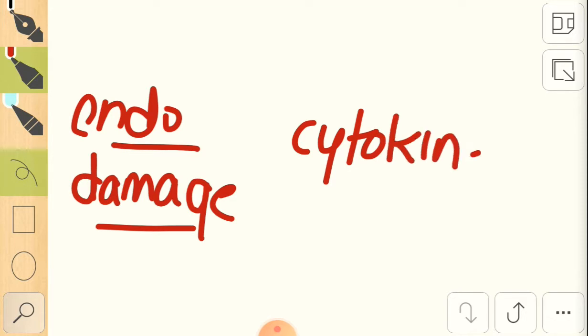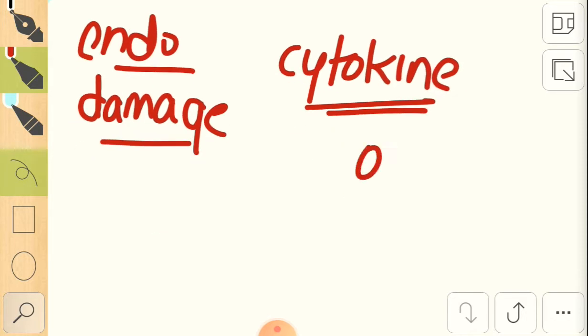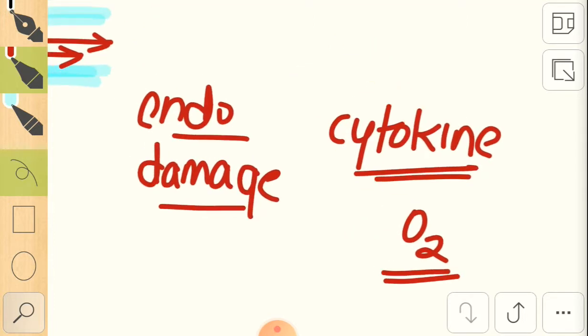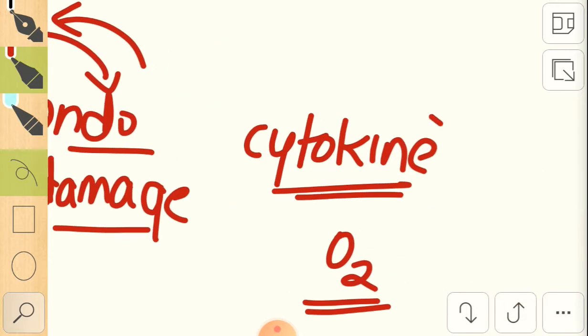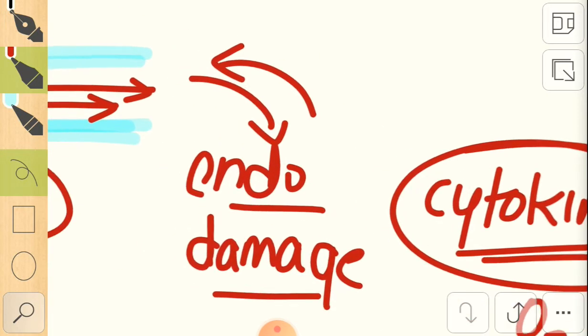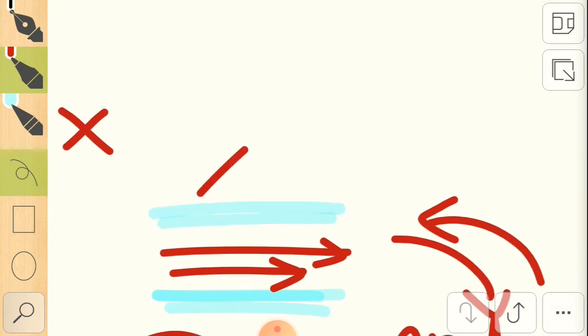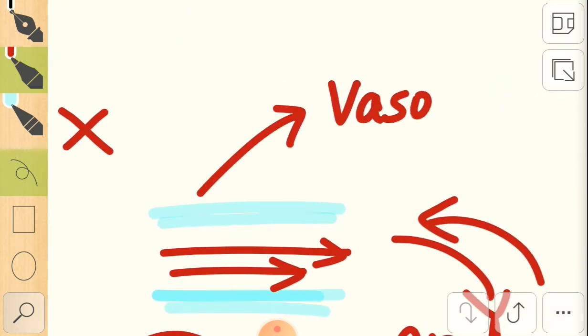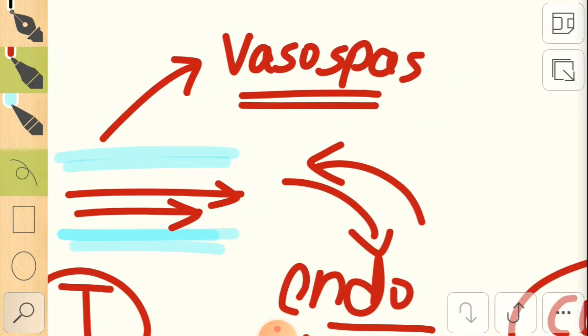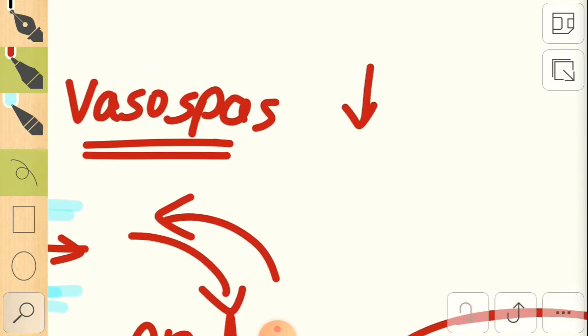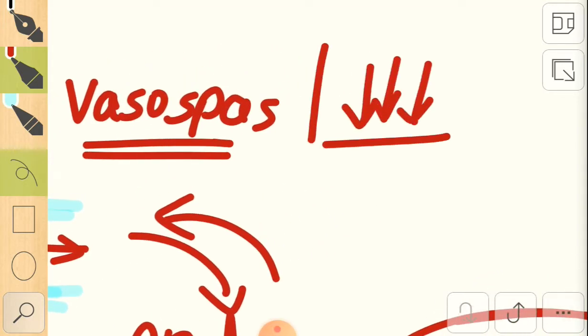And cytokines and endothelial damage will start releasing the oxidative species, that is reactive species, and they will cause more endothelial damage. So it will be like a cycle, a vicious cycle, endothelial damage causing more endothelial damage because of these cytokine molecules. Once there is cytokine release and endothelial damage, these vessels go for vasospasm. Already there is increased resistance and there is increased blood flow. That means this vasospasm will cause a further decrease in the blood flow.